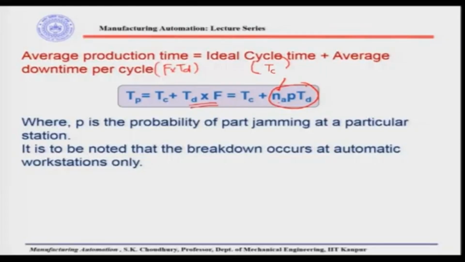So, this has to be considered, that is, the probability of part jamming at a particular station, and that has to be multiplied by the number of automatic workstations and, of course, the Td remaining. So, F is equal to the probability, and then Td. This will be F into Td, that we are writing, the same thing here. As I said, it is to be noted that the breakdown occurs at automatic workstations only, and therefore, it is only the Na here that is considered.